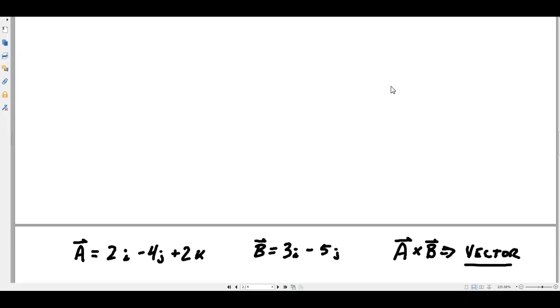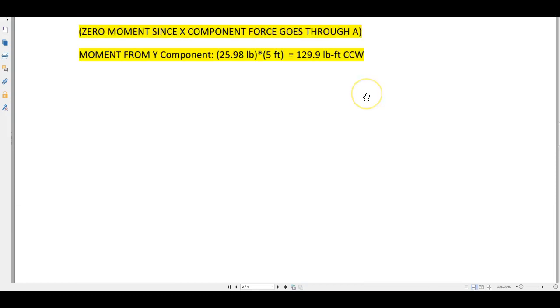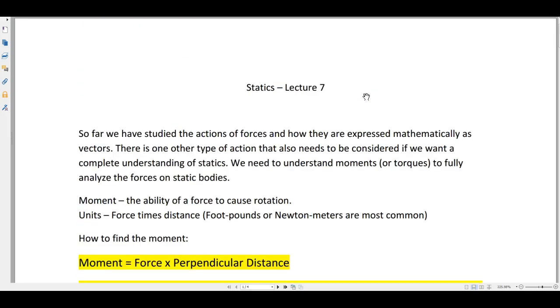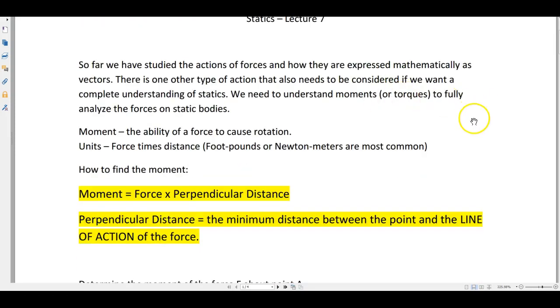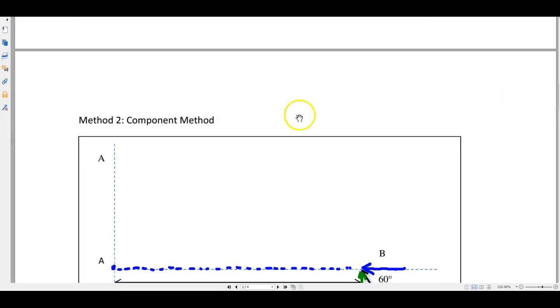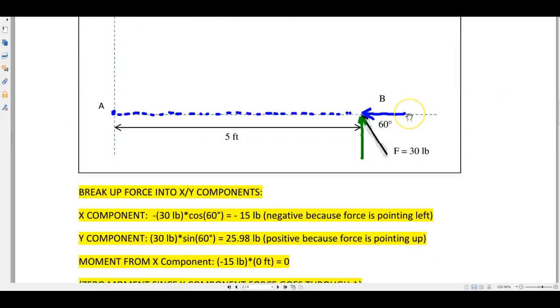Okay, this is a continuation of lecture number 7. In this lecture number 7, we start talking about moments and using force times distance. And so I realized that the video ended at method number 2, the component method.